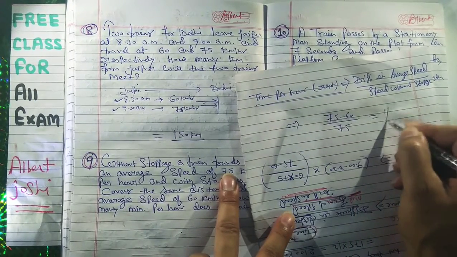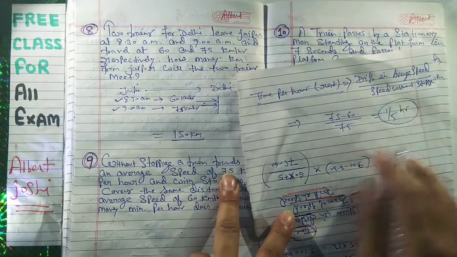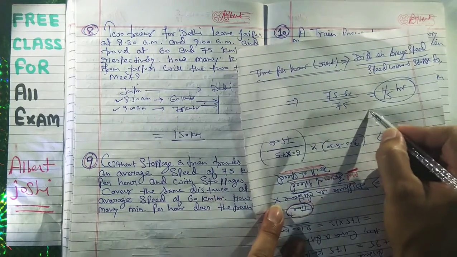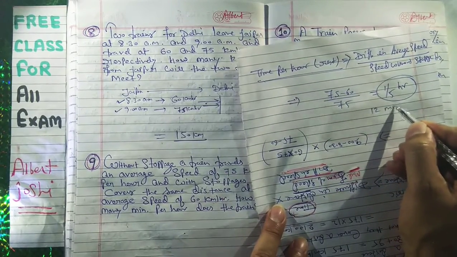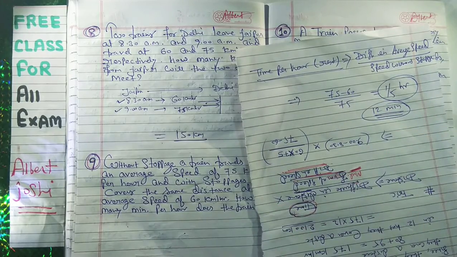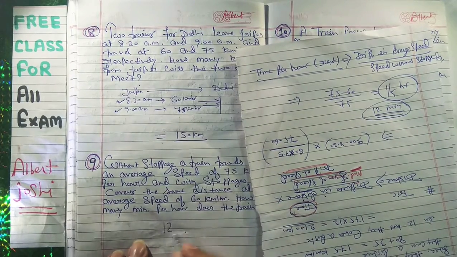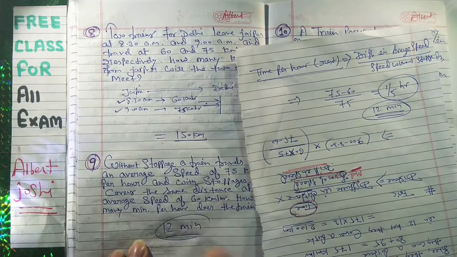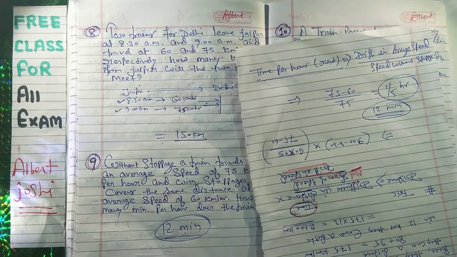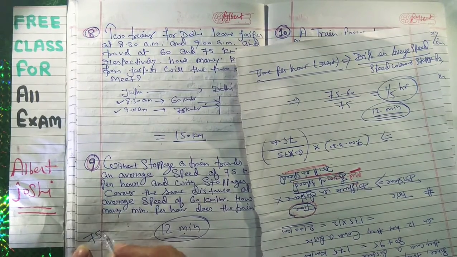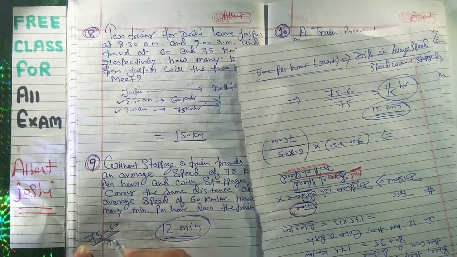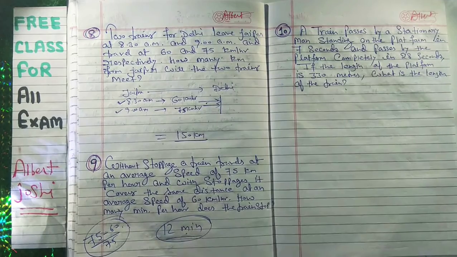So only within 1 second you can solve it. So 1 upon 5 means 12 minutes. Simple. So your answer, that is 12 minutes. So within 1 to 5 seconds we have done this problem.